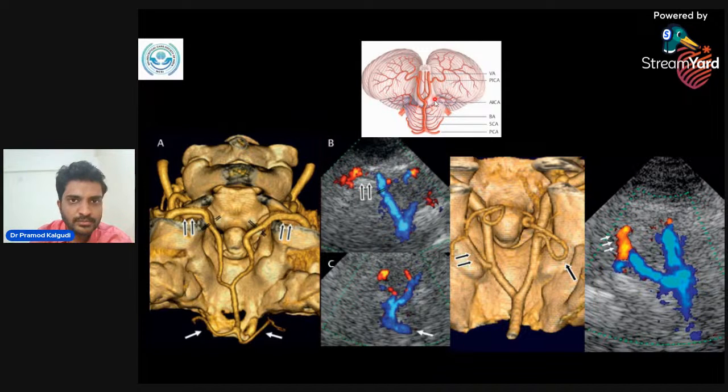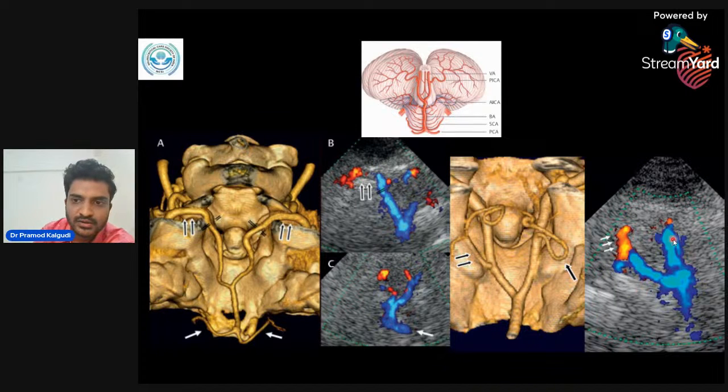So let's see what are all the branches of these vertebrals which you will be able to pick up on the ultrasound. These are the two vertebrals coming in beautifully and forming a basilar artery here. Before that, you see on this side there is something arising from here which is looping around. That is your PICA. Whenever you keep a probe at the occiput, your vertebrals are carrying the blood and ascending upwards, so it's going away from the probe. So you see it as a blue color. That is your vertebrals on both the sides.